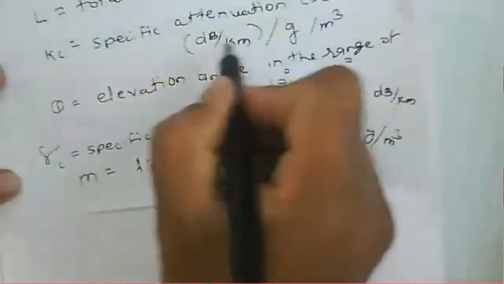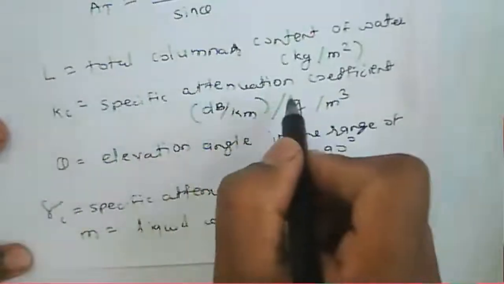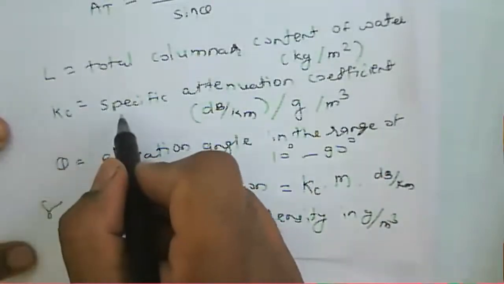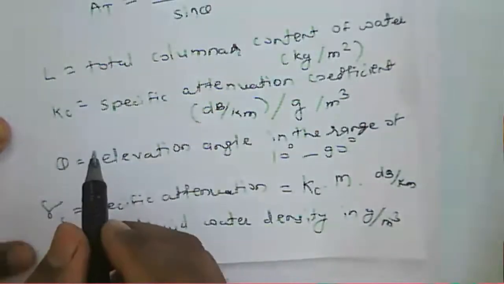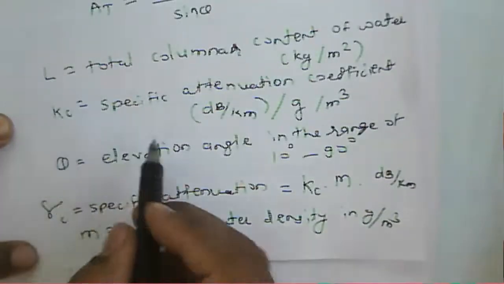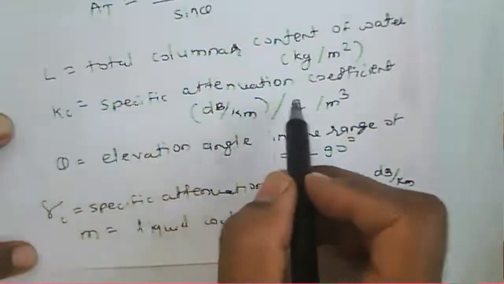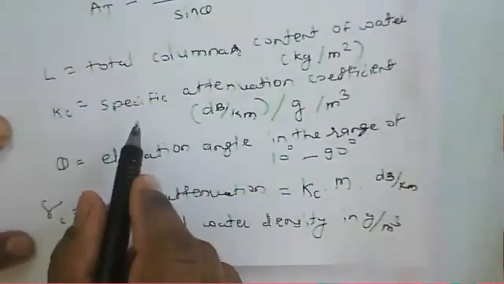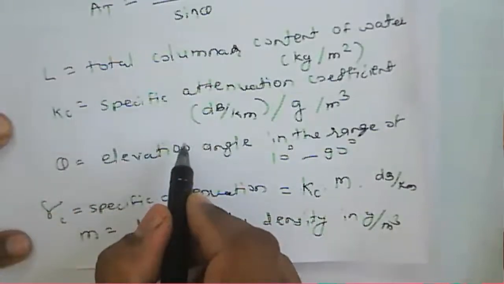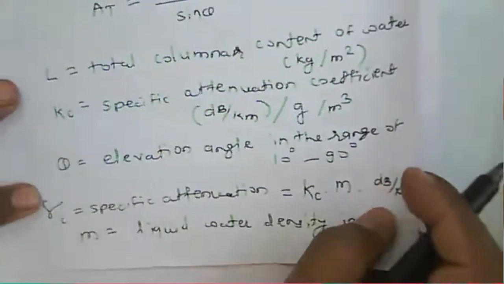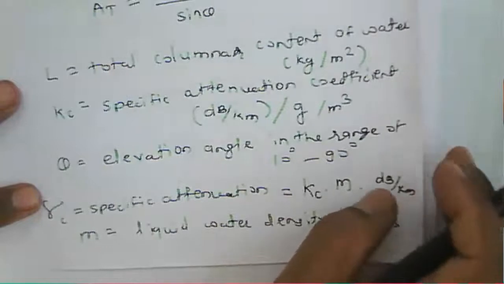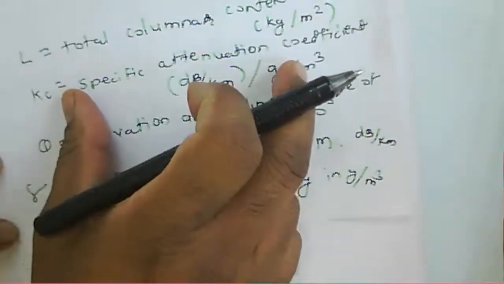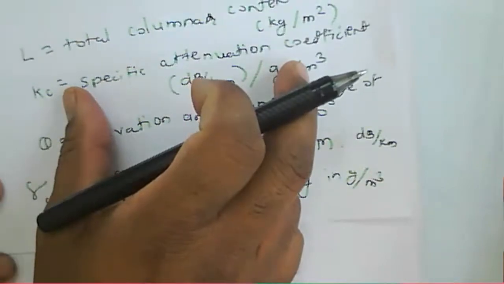But the values of the specific attenuation coefficient K_c are different at different frequencies. Again, K_c is different at different temperatures. So the specific attenuation coefficient is different at different frequencies as well as different temperatures. So now we should know what the specific attenuation coefficient will be at a particular frequency or a particular temperature.